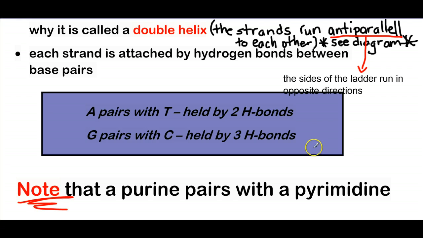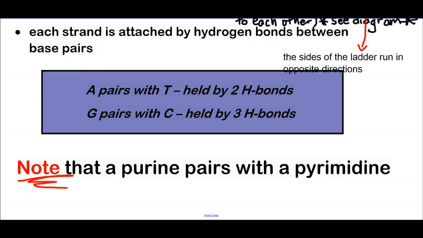And that's due to their chemical makeup and the number of hydrogen bonds that are going to form and hold together. The strongest is always when you have a purine with a pyrimidine, or a double ring structure with a single ring structure. So those are the rules that tell you which one pairs with each other and the number of hydrogen bonds that exist between each of these pairs. So this is something to remember as well.